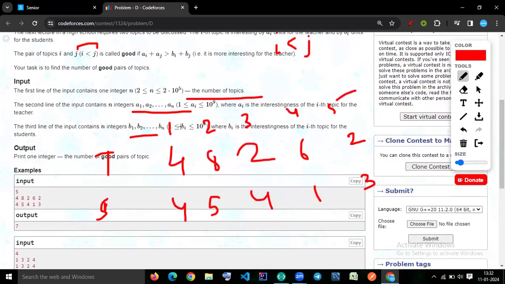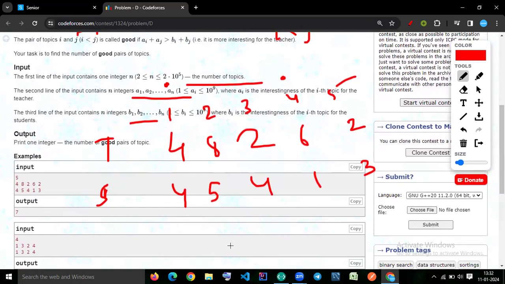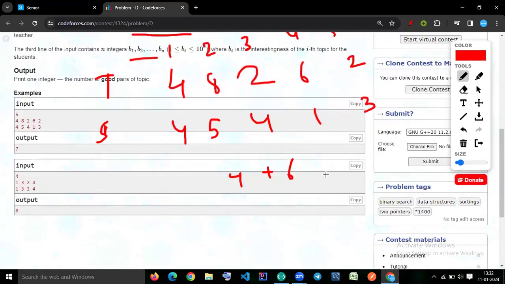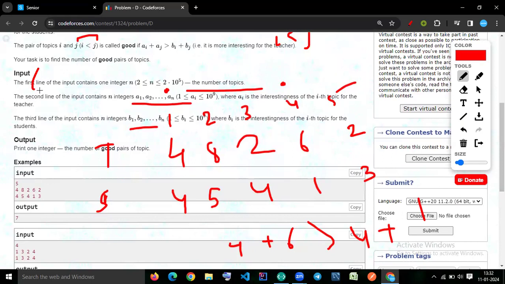So here, if I pick index 1 and 4, if I pick 4 plus 6, 10. A_i plus A_j must be greater than B_i plus B_j. So 4 plus 1, 5. So 10 is greater than 5. Yes, this is called a good pair. So definitely 1 comma 4 index is a good pair. That would be a nice one. So we have to pick all the good pairs.